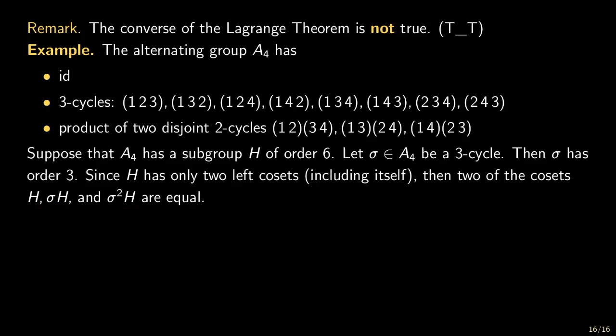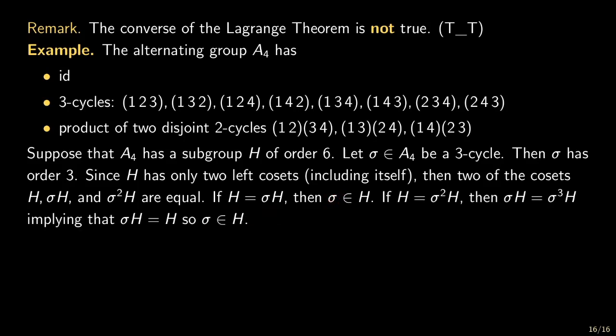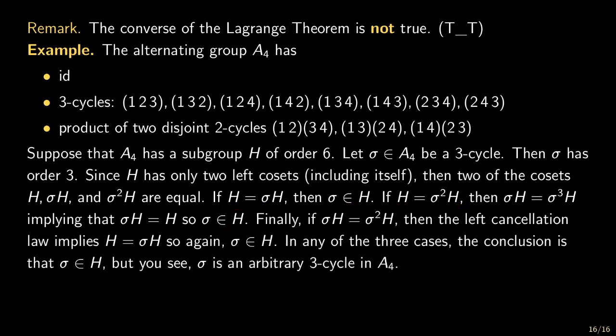So let's look at cases. If H equals sigma H, then by the property of equality, sigma must be in H. If sigma H equals sigma squared H, multiplying by sigma gives sigma squared H equals sigma cubed H, and sigma cubed is the identity, so sigma squared H equals H, which implies sigma squared is in H, and hence sigma is in H. If H equals sigma squared H, likewise sigma squared is in H, so sigma is in H. In any of the cases, the conclusion is that sigma is in H.